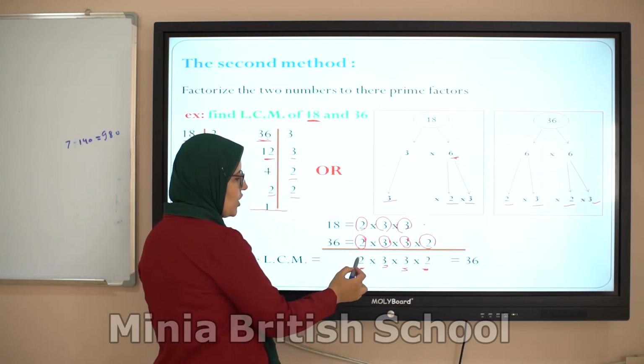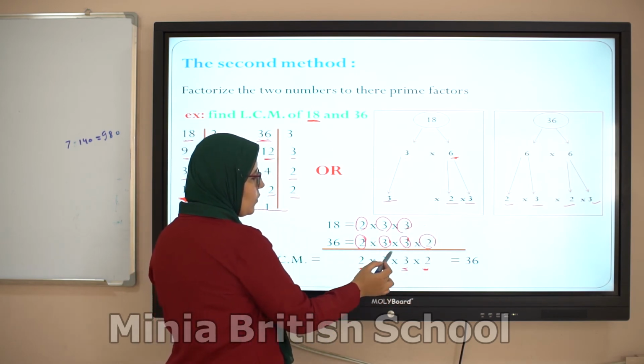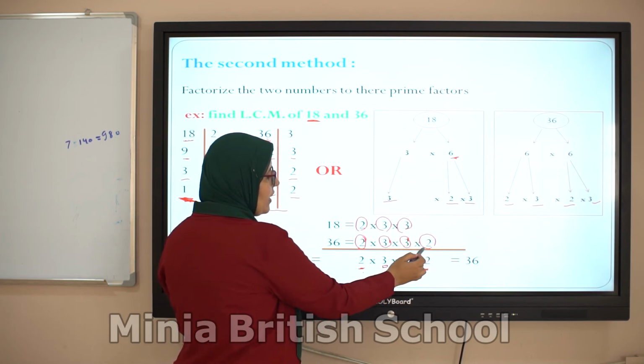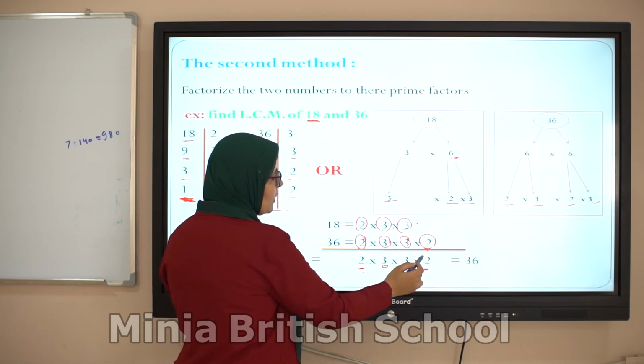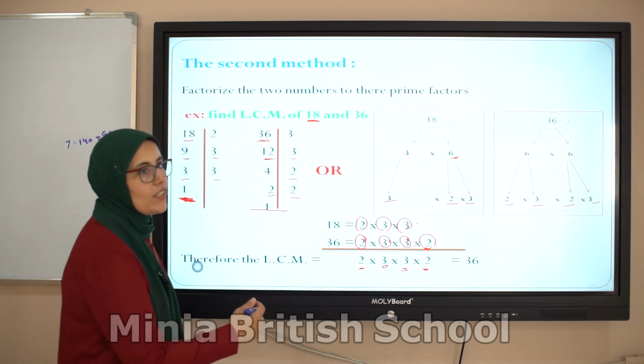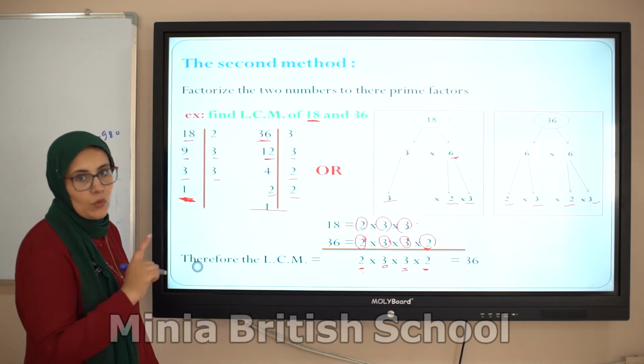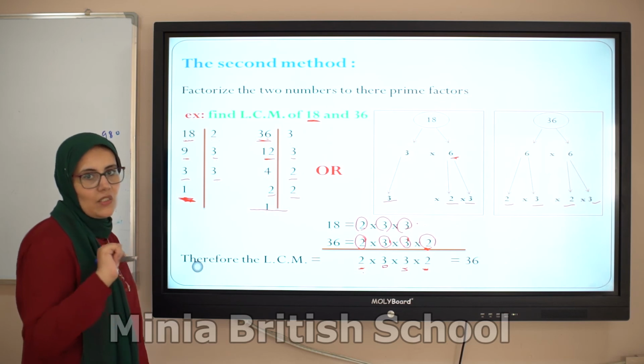So I will take from these 2 only 1. From this 3 only 1. From this 3 only 1. Then 2 here alone, but I will take it. I will write it. So this is the only difference between HCF and LCM.